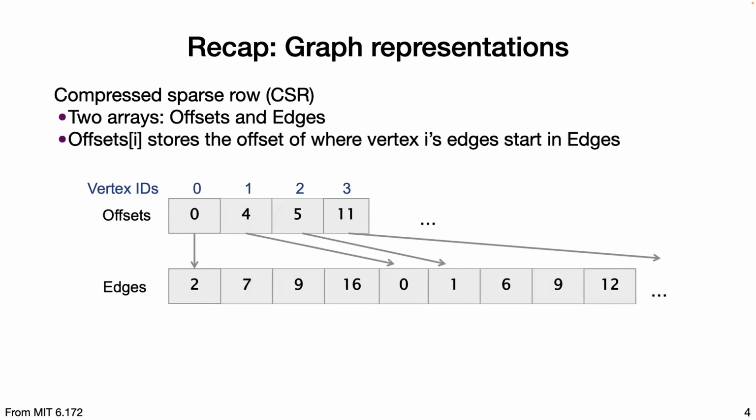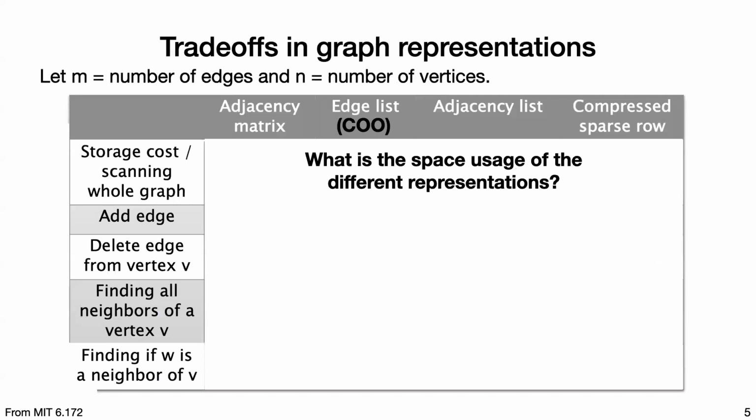Is this all good? People remember this? Great. All right, so we went through these basic representations: adjacency matrix, edge list, adjacency list, and compressed sparse row. What is the space usage for those representations?